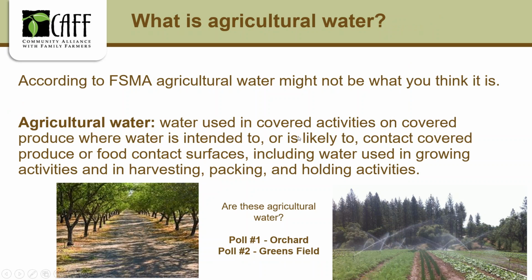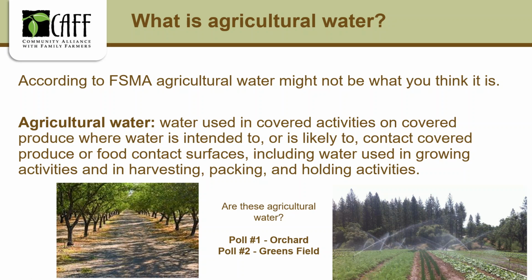So it's water that's used in a covered activity like irrigating a crop, and it's on a crop that is considered covered produce, but the water needs to be intended to or likely to contact the covered crop or the food contact surface. So if that water is in a small micro sprinkler at the base of that tree, and the crop, I don't know exactly what trees these are in this picture, but say they're peaches, so there's peaches up in that tree, obviously not right now in that picture, but later in the year they would be.